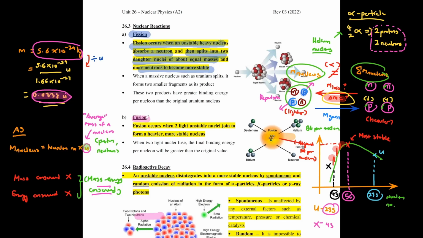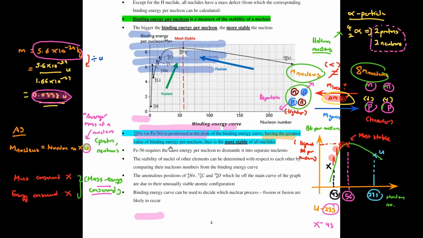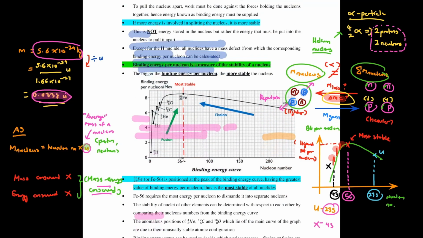Fusion is the direct opposite of that. Fusion is where two light unstable nuclei join together to form a heavier, more stable nucleus. This is where two small things join together to become something big. So this is what fission and fusion actually are. Now, how does it relate to your binding energy curve here?